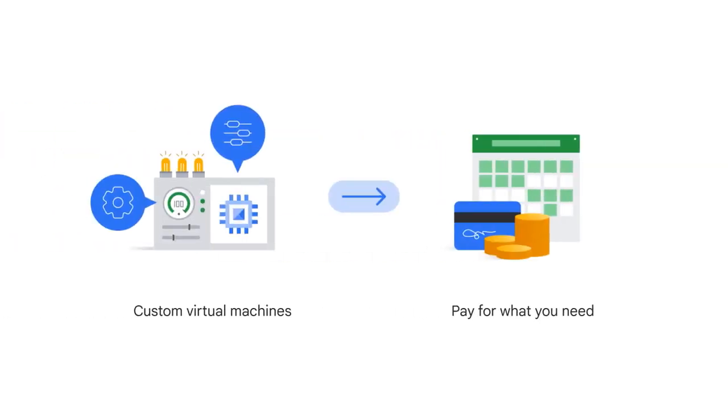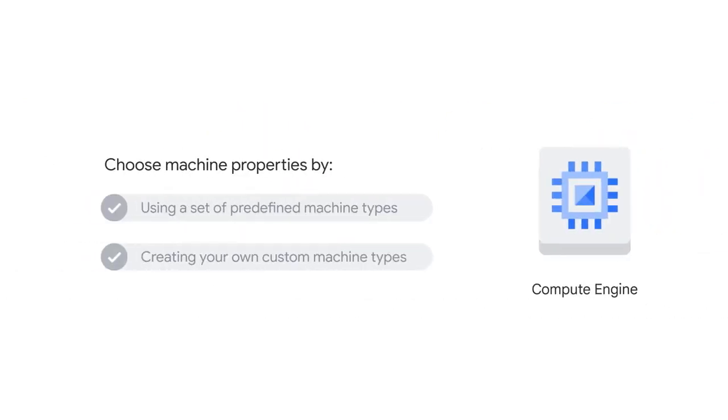And finally, you'll only pay for what you need with custom machine types. Compute Engine lets you choose the machine properties of your instances, like the number of virtual CPUs and the amount of memory, by using a set of predefined machine types or by creating your own custom machine types.